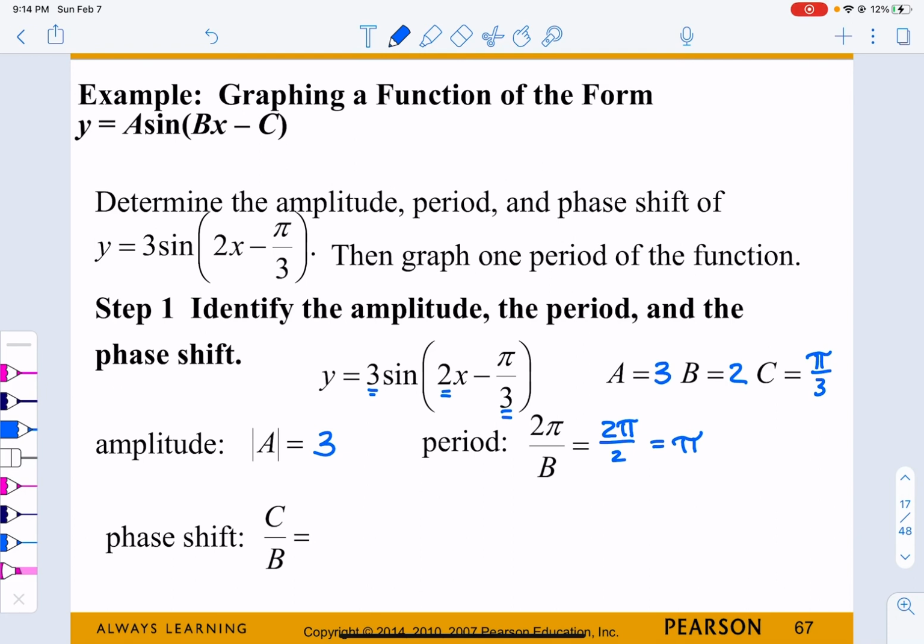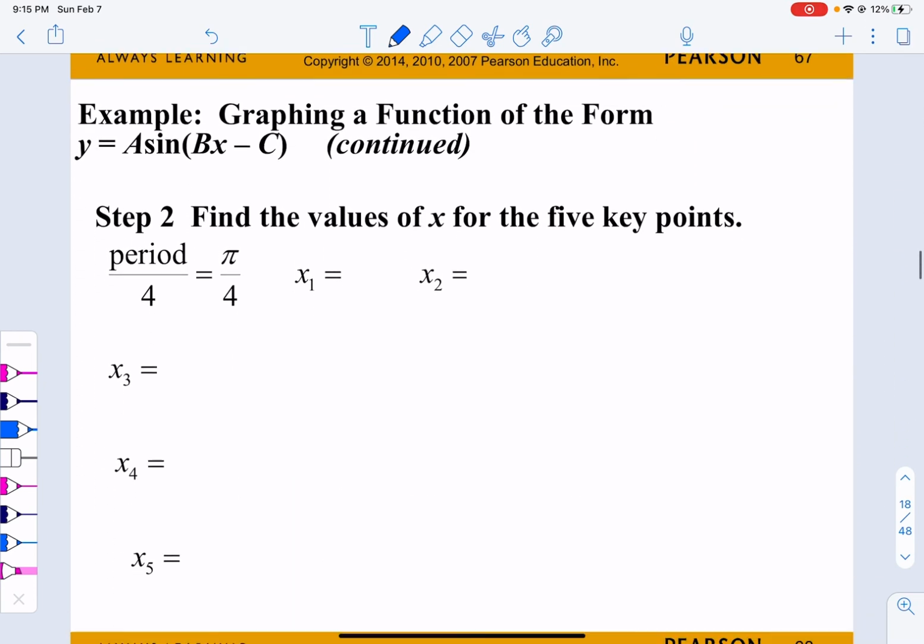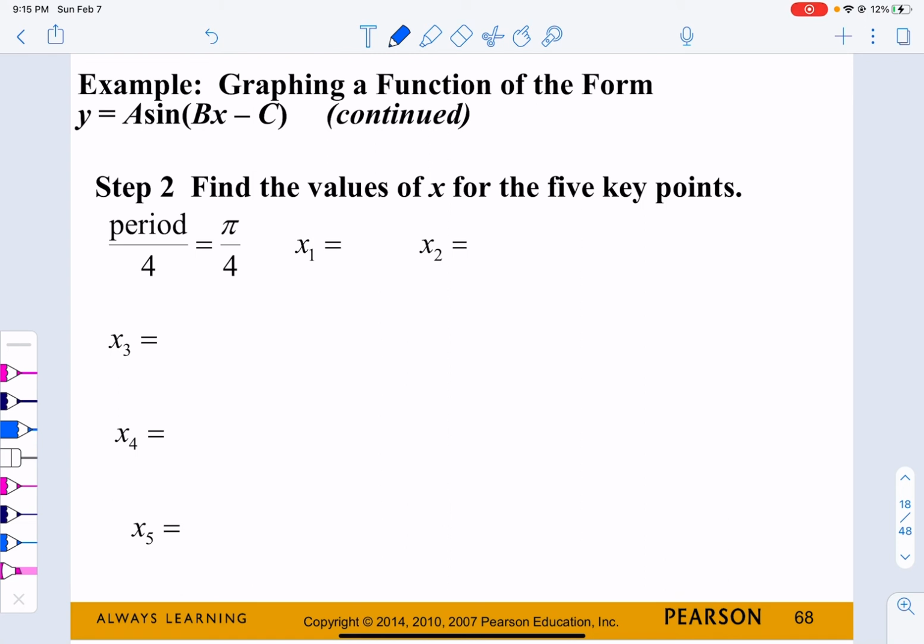So the phase shift is c divided by b. Well, we have a c value of pi divided by 3 that we have to divide by 2. Dividing by 2 means we're multiplying by 1/2. So that gives us pi over 6. So this is going to be the starting point of our graph. It's a phase shift. That means we're shifting from 0 to pi over 6 as that first point on our graph. So that's going to be important with our next piece, which is finding our 5 points. Find the values of x.